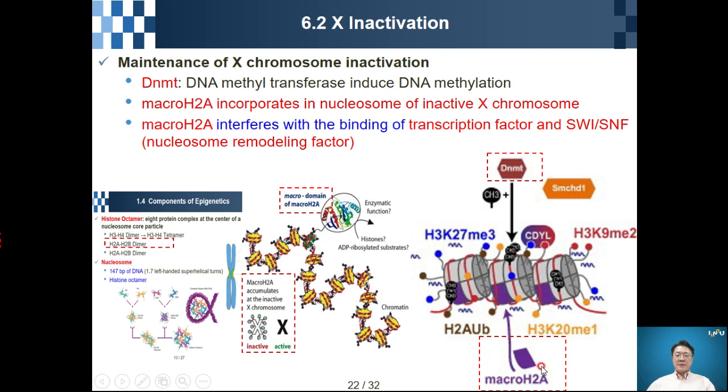Usually the incorporated macro H2A interferes with the binding of transcription factors and also interferes with the binding of SWI/SNF. SWI/SNF is the nucleosome remodeling factor. So through this mechanism, X chromosome inactivation can be maintained.